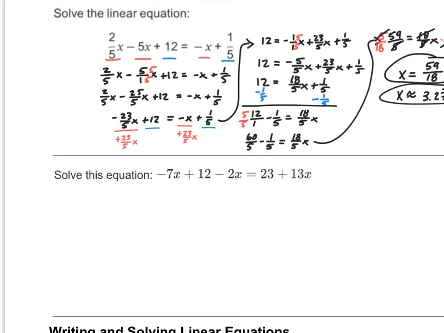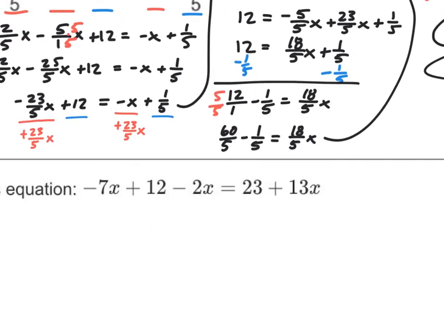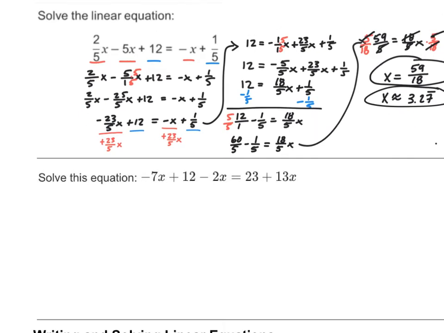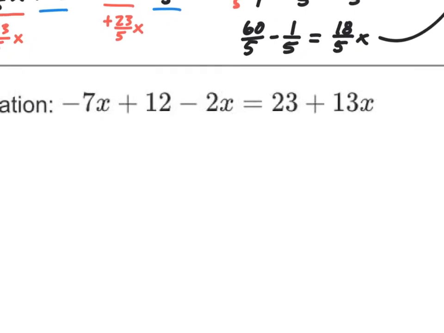So let's go ahead and take a look at this next equation, okay? This one's a little bit easier because it's got whole numbers, so no fraction work. Same number of terms as this one, but look how many fewer steps it's going to take because there aren't any fractions, okay? So let's take a look at our like terms. I've got negative 7x and negative 2x and 13x, and then I've got positive 12 and 23.